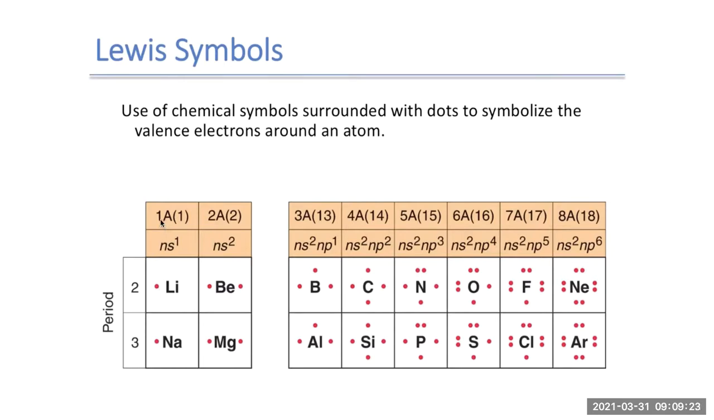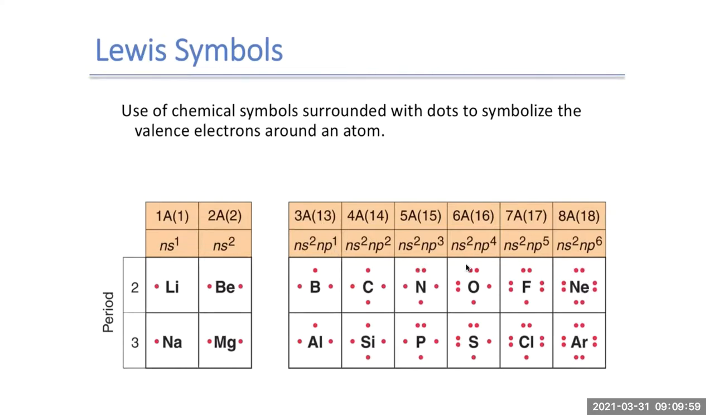So if we look at column 1A, since there's 1 electron in the s orbital, I draw 1 dot. With the second column, since there's 2 electrons in that s orbital, they get 2 dots. And if we jump over to the next part of the main group elements, with boron, since that has an S2 and a P1, it gets 3 dots. And you can see carbon gets 4, nitrogen 5, oxygen 6, fluorine 7, and our noble gases get 8 dots around them.